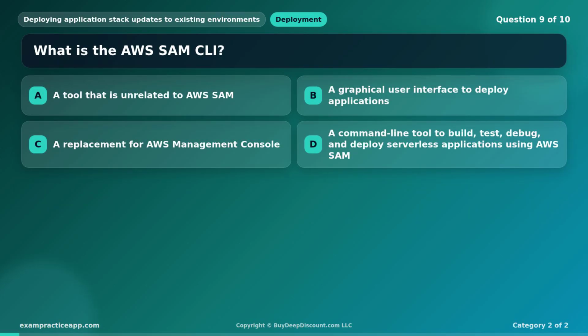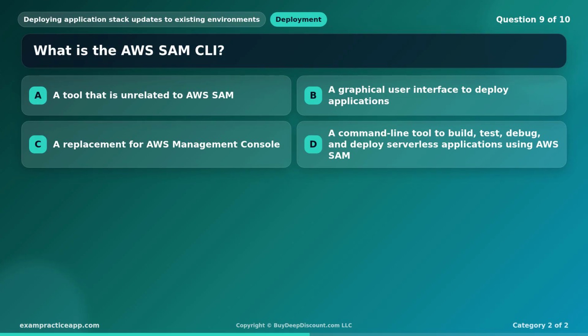Question 9. What is the AWS SAM CLI? Option A. A tool that is unrelated to AWS SAM. Option B. A graphical user interface to deploy applications. Option C. A replacement for AWS Management Console. Option D. A command line tool to build, test, debug, and deploy serverless applications using AWS SAM.